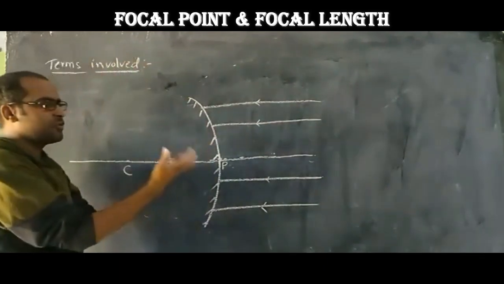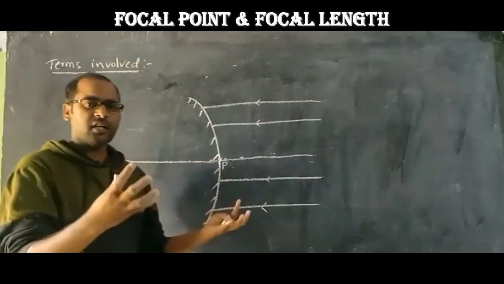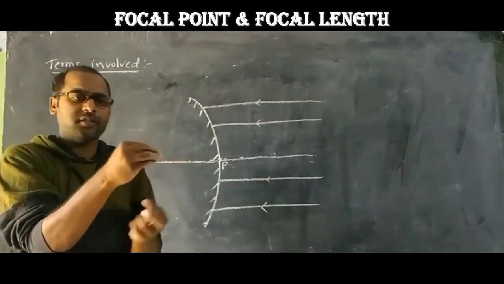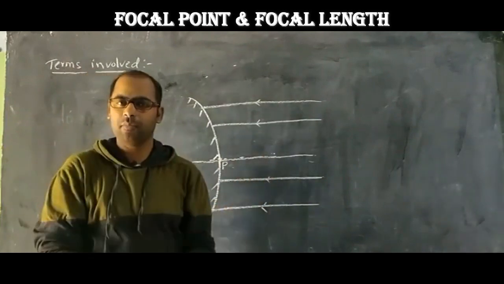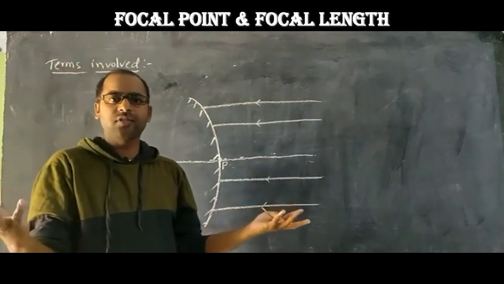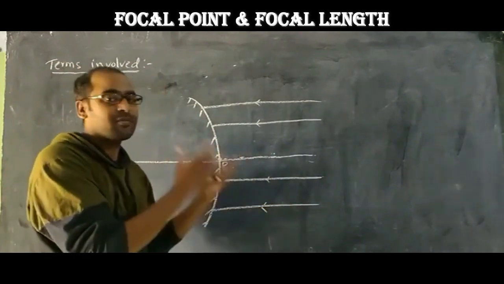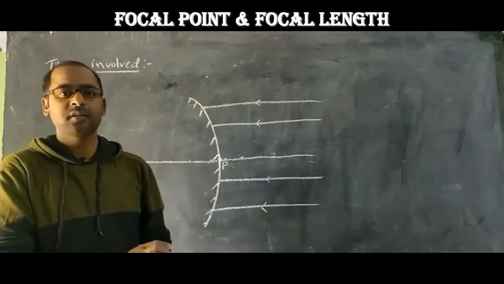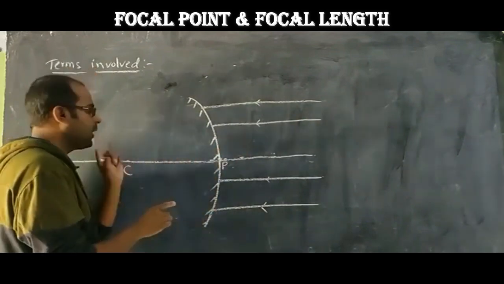Then how will the image be formed? If all the rays converge to a point, if all the rays meet at a point, then a bright image will be formed. But in the case of this convex mirror, they are not converging to a point. They are diverging. Then how will the image be formed? The image will be formed inside the mirror.